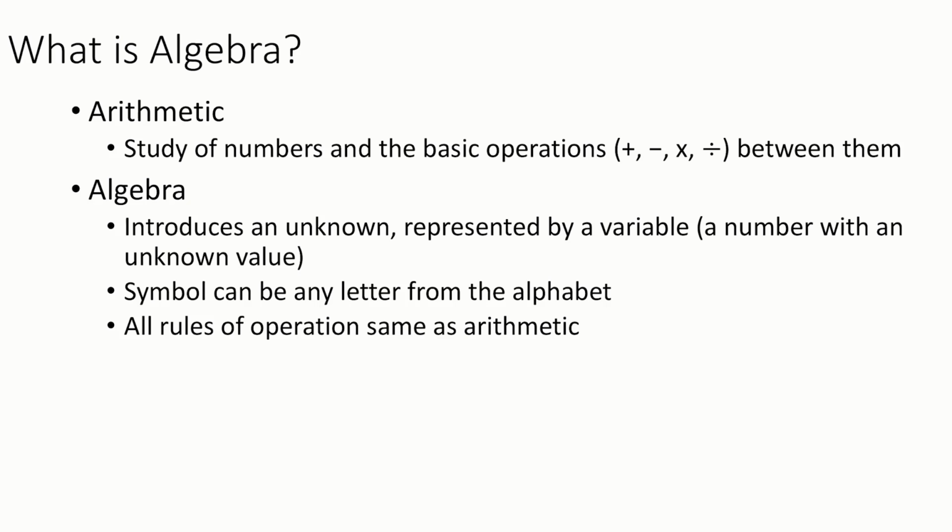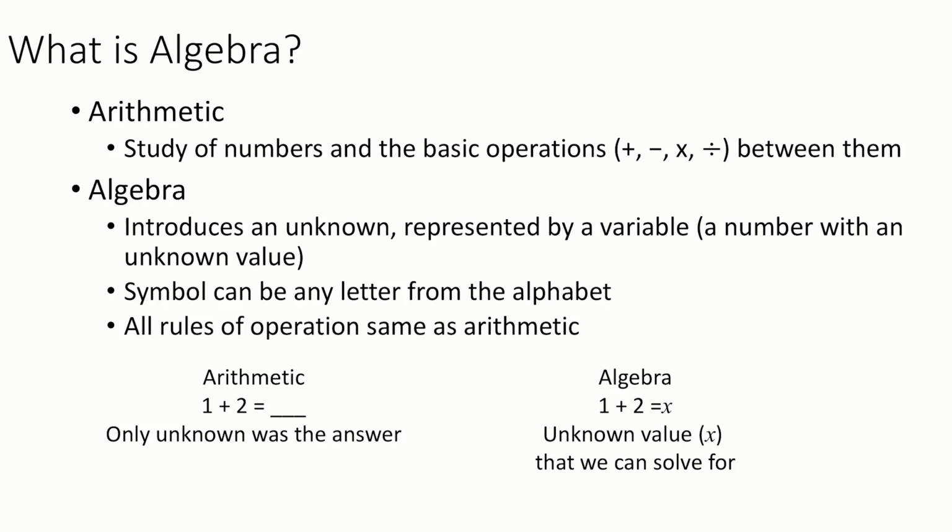Once you start talking about algebra, you're introducing an unknown. So this unknown is typically represented by what's called a variable, and the variable is just a placeholder for some unknown value. Usually the symbol is any letter from the alphabet. Typically X is the first one you choose. And even though we have unknowns, we can still do arithmetic with the algebra.